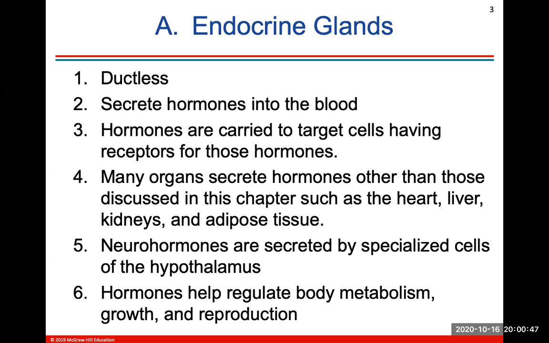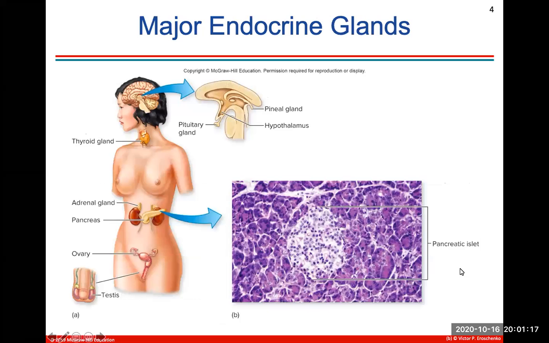So an endocrine gland is a ductless gland, and this just means that it secretes hormones directly into the blood. Hormones are carried to their target cells, having receptors for those hormones. Many organs secrete hormones other than those discussed in this chapter. So your heart, your liver, your kidneys, and adipose tissue will also secrete more hormones that we might cover when we get to those body systems. Hormones are incredibly important for regulating body metabolism, growth, and reproduction.